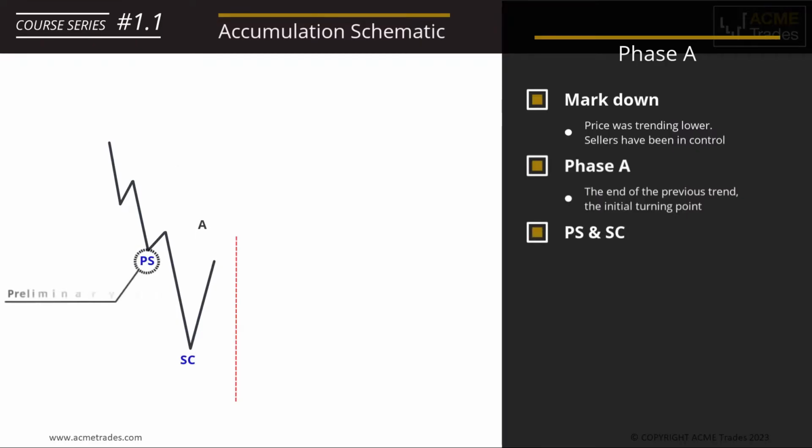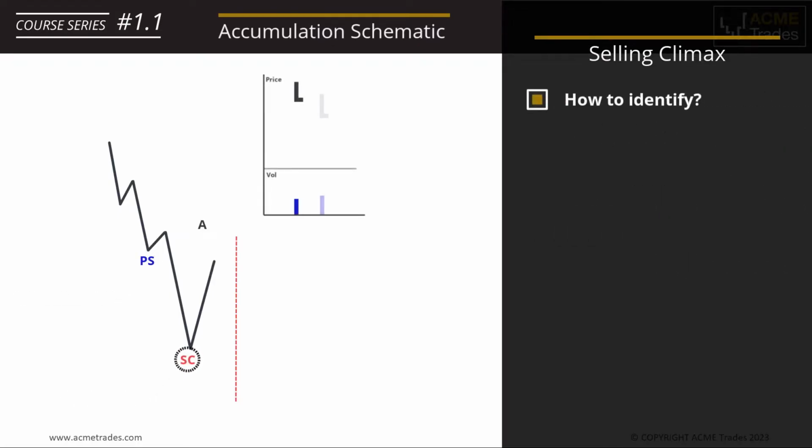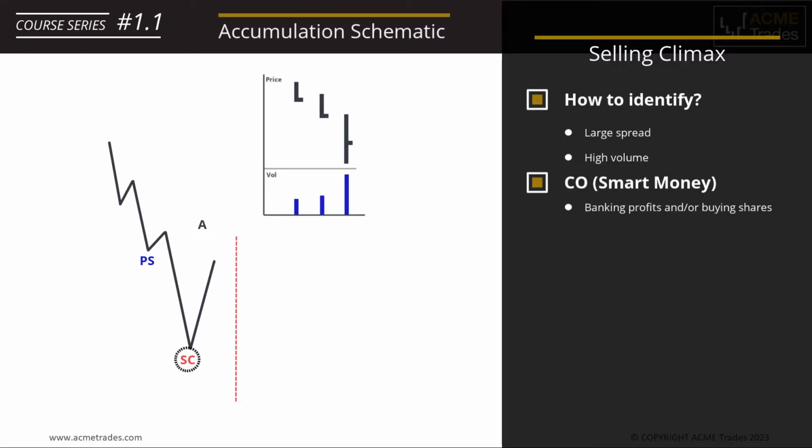The PS and the selling climax show us something different. It shows the emergence of demand as in buying, and this hasn't occurred previously within the downtrend, within markdown. And identifying the selling climax is rather easy. The spread of the bar or candlestick will be very large, along with the volume, and the volume should be very high, as this is where the CO, the smart money, are potentially offloading positions from distribution. They're banking their profits and or buying shares as they may be accumulating a new position.